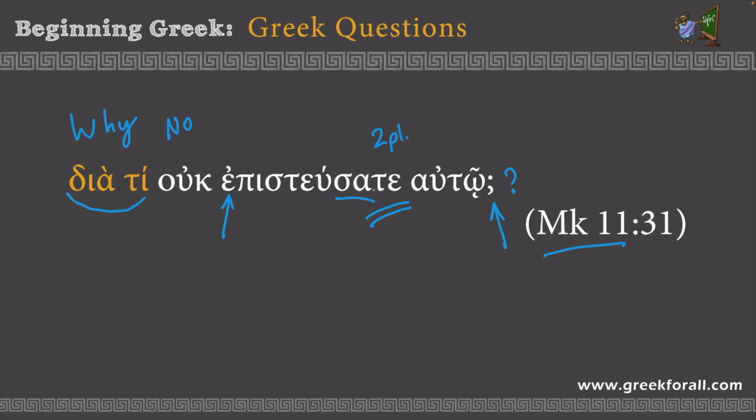So you believed, but because we have a negative particle, we need to translate it you didn't believe, and auto means him. So altogether from left to right it will be why you didn't believe him. Now we have a question, so let's transform this sentence into a question. Why didn't you believe him?